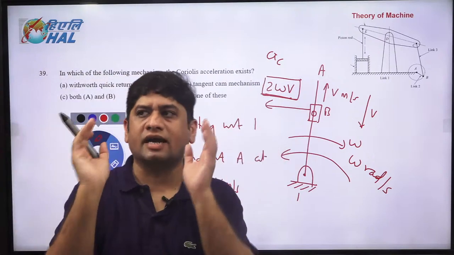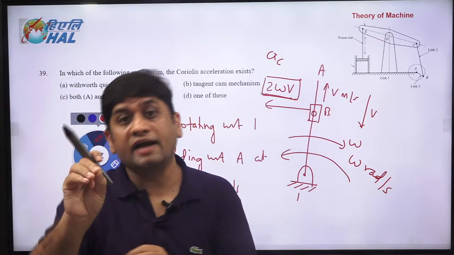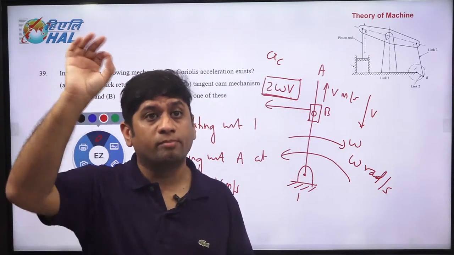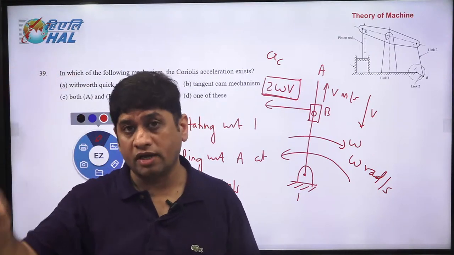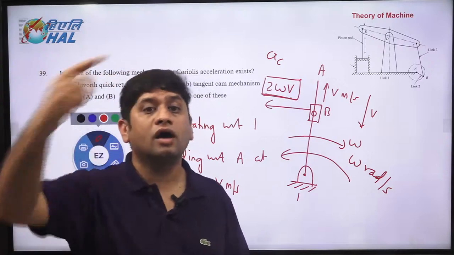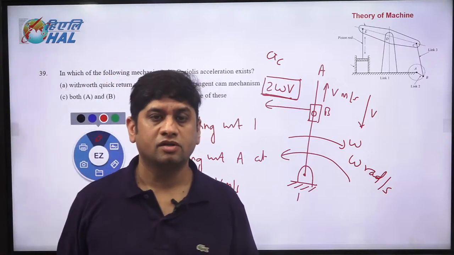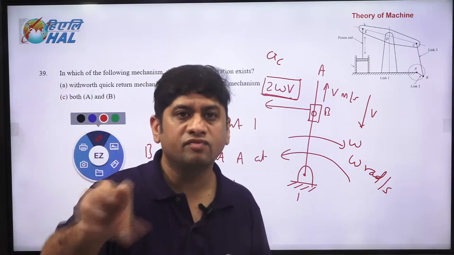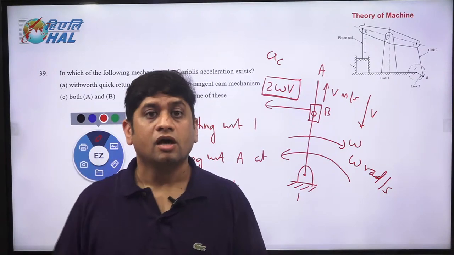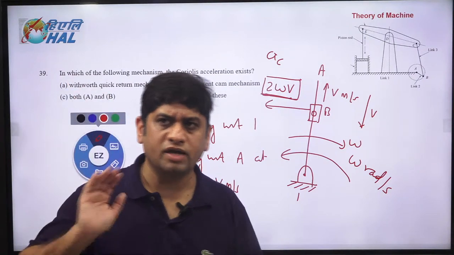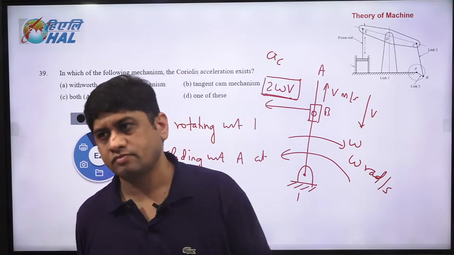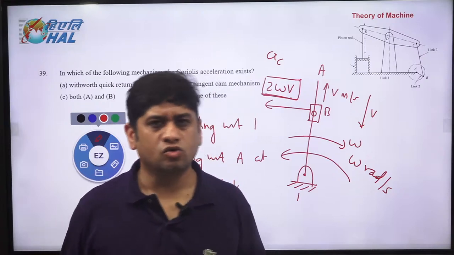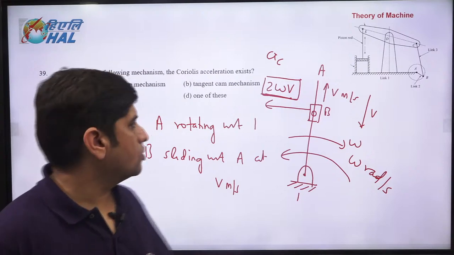So Coriolis acceleration acts on that particular body which is sliding with respect to a rotating frame of reference. Listen carefully. Coriolis acceleration acts on a body which is sliding on a body which further is rotating. For example, Earth is a rotating frame of reference and rivers are moving with respect to Earth. Even we are moving with respect to Earth. A car moving on a highway is sliding while Earth is rotating. Though very little, Coriolis acceleration still acts. That is how you need to understand it.